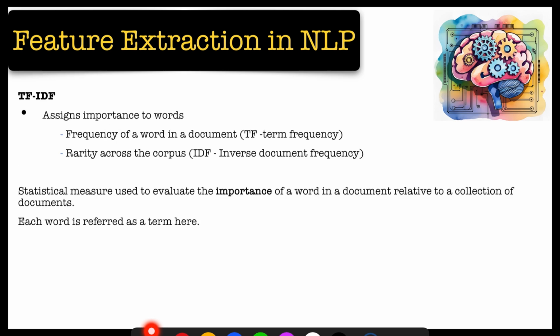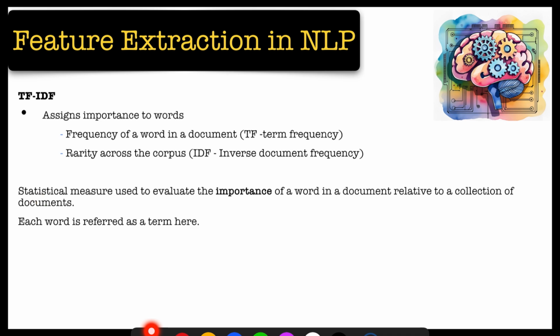So the next traditional feature extraction technique in NLP is TF-IDF. It's also very popular for NLP tasks. It assigns importance to words. The frequency of a word in a document is collected as TF, or term frequency. Term is basically the word here. Then there is rarity across the corpus. We are considering a collection of documents, the corpus. That is basically inverse document frequency.